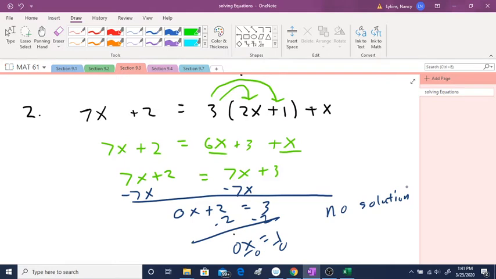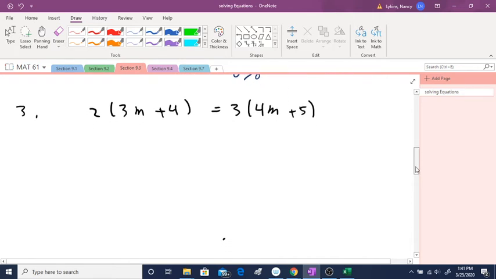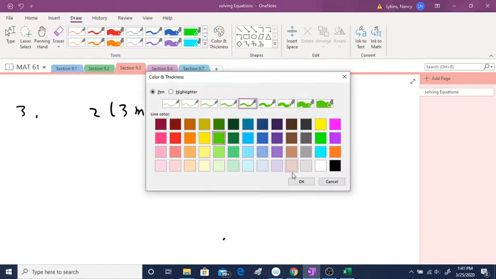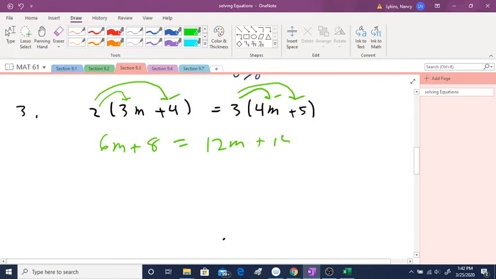So now what I want us to do is let's take a look at the next one, number 3. We also need to distribute the 2. 2 times 3m gives me 6m. 2 times 4 gives me a plus 8. Set it equal to 3 times 4m, which is 12m. 3 times 5 is 15.